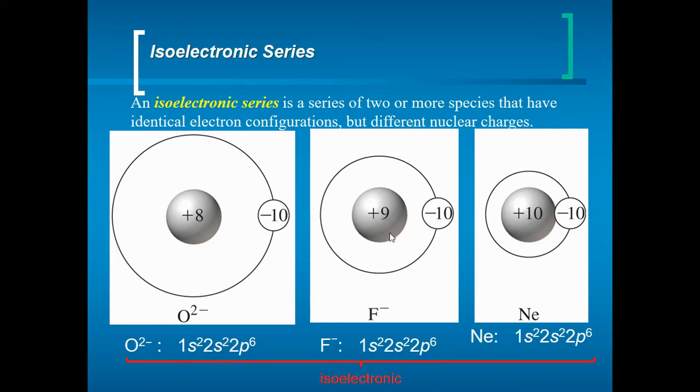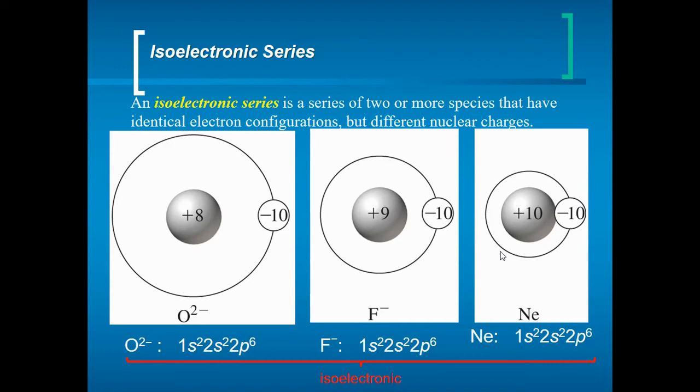Fluorine normally has 9 electrons, but this is not fluorine. This is fluorine with a negative charge. That means it added 1 electron. It has 10 electrons. Neon is a neutral atom. It has 10 protons and 10 electrons. These are isoelectronic to each other. They have the same number of electrons, but a different number of protons.